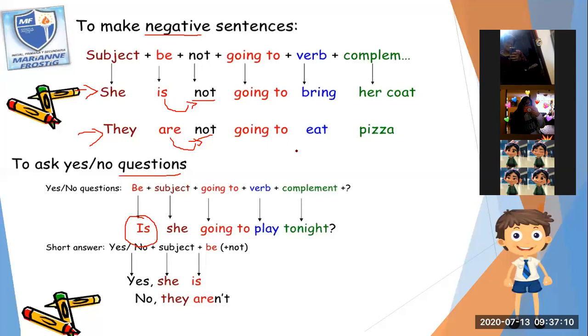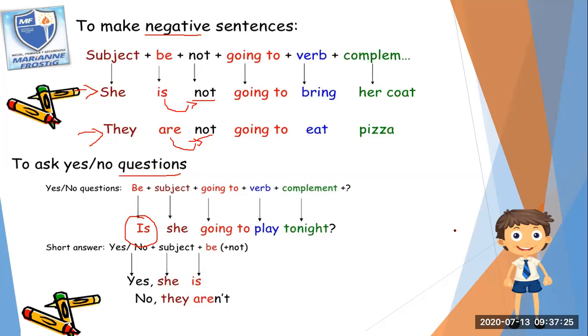Read, please, Bruno. She's not going to break her coat. Very good, coat. Lady, please, number 2. Oh, come on, lady is not there. Okay. Yes? Okay, thank you. Now, thank you, lady. Number 2, please. They are not going to eat pizza. To eat pizza, very good.